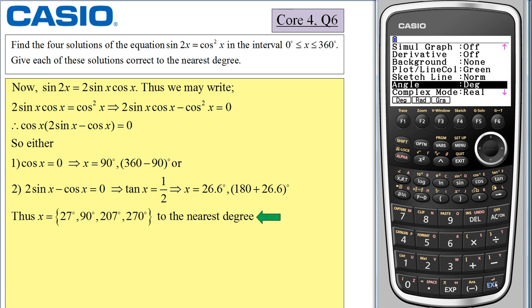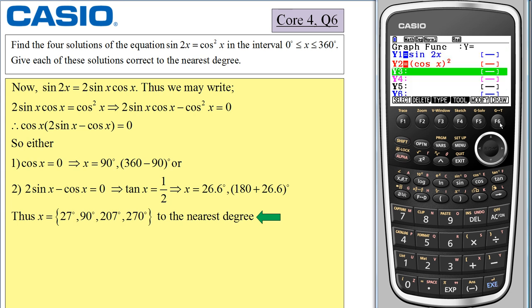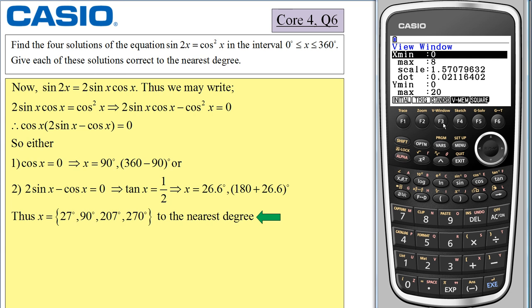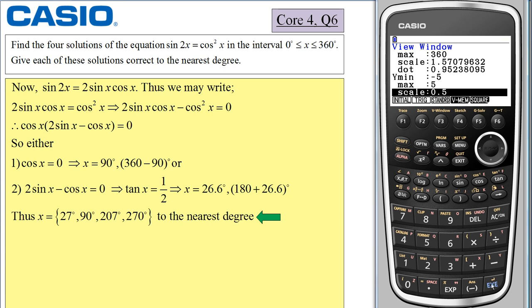Okay, now if I select execute and F6 to draw, I clearly still need to do something about the scale. Well, if I go into V window, I'm now in degrees. I'm going to change the X maximum to 360, and I'm also going to change the range for Y. Initially I'll go with -5 to 5 and see what this looks like.